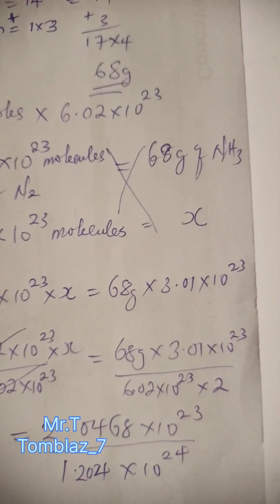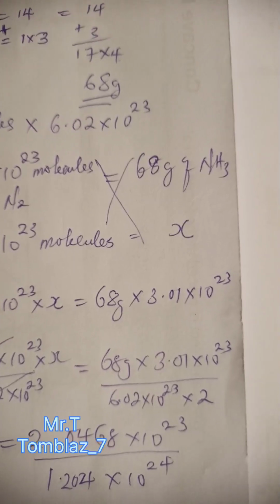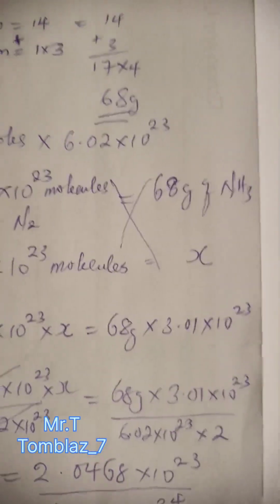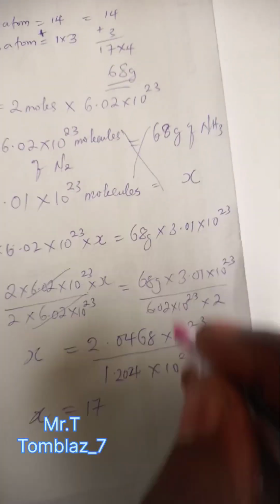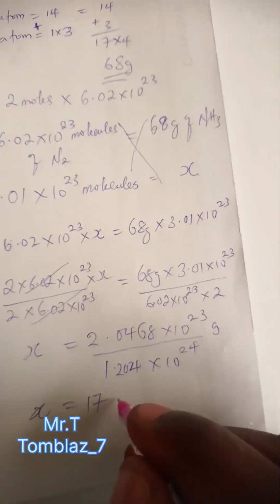Okay, so we're going to be having 17. So we have 17 what? Since this is grams, we're going to have about 17 grams.